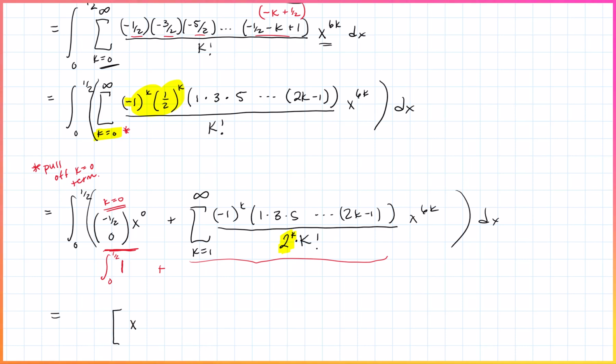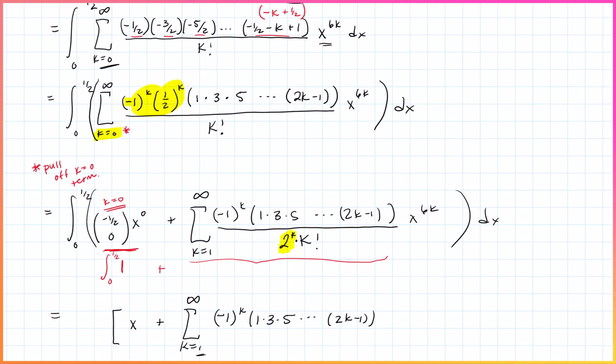So when we integrate, that becomes x. Then we're going to have the series. We're going to go ahead and integrate that series from k equals 1 to infinity. We have those constants, and arithmetically they have quite a bit going on, but let's just go ahead and carry that constant down. So it's negative 1 to the k, 1 times 3 times 5 out to 2k minus 1.